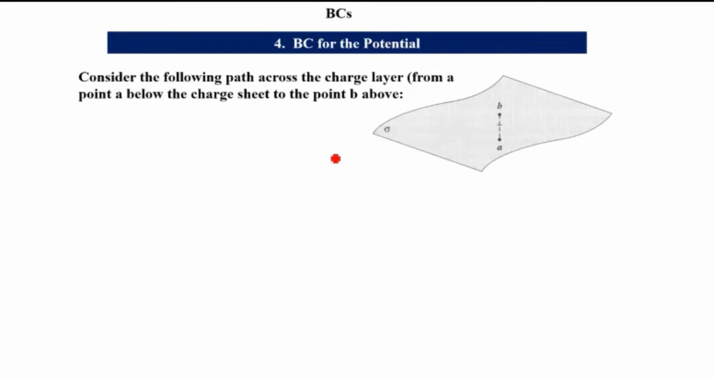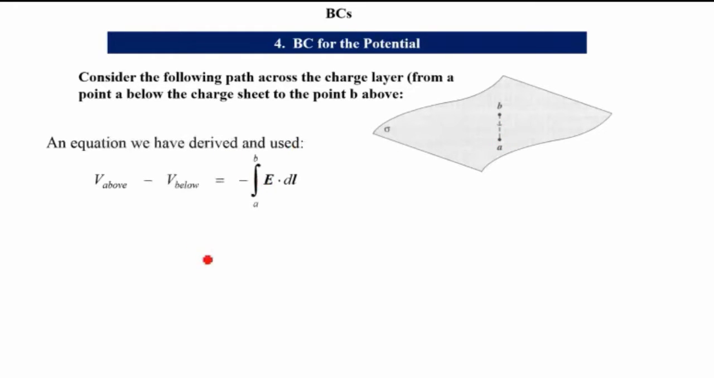Okay, well, what about the potential? So we've got these two sides of the surface. Let's take these 2 points on each side of the surface, A and B, and we're going to consider a path that we might be integrating over to go from A to B. And so let's examine that. Well, we've derived an equation before that says that the change in potential between 2 points, and I've chosen those points, this could be B and this A, so the potential above and the potential below is given by this integral here, which is the integral of E dot dl with a minus sign from A to B.